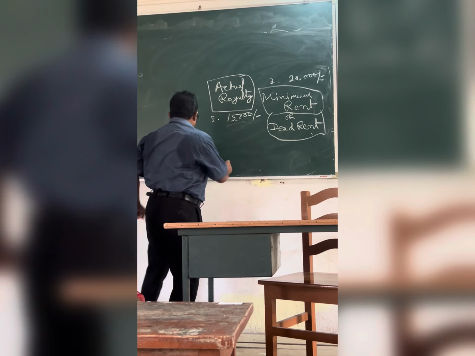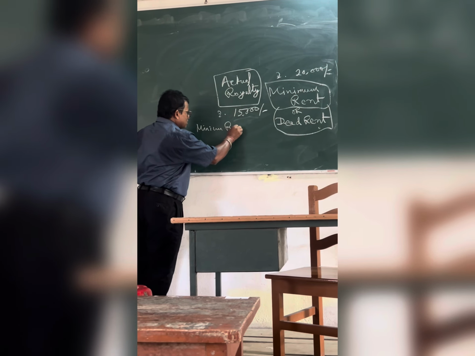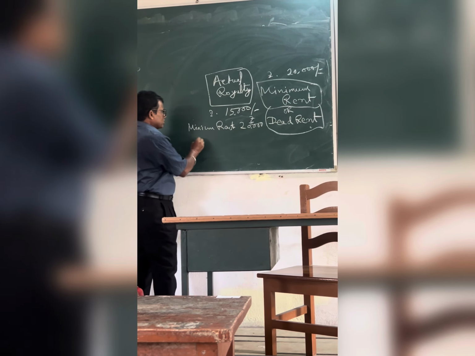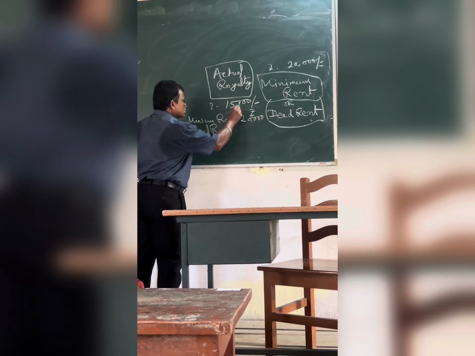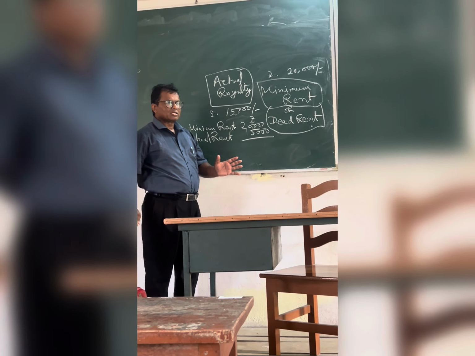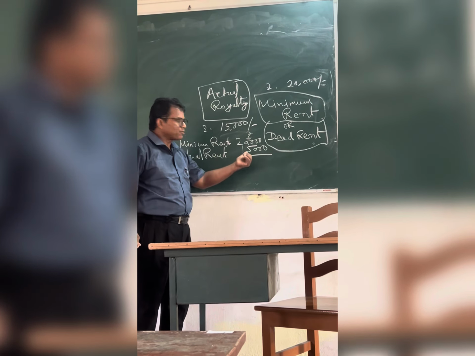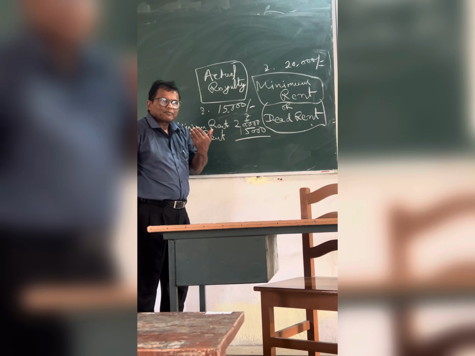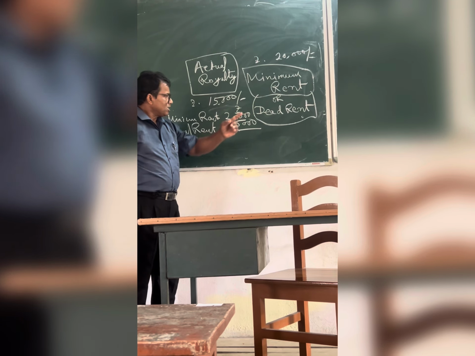So here I am writing one formula. Minimum rent, suppose 20,000, and actual rent is 15,000. In a particular year or month, suppose in the agreement the minimum rent is 20,000, but actually it has come 15,000. How much is to be paid? 20,000. How much excess is being paid? 5,000. Is a loss for whom? For the lessee.